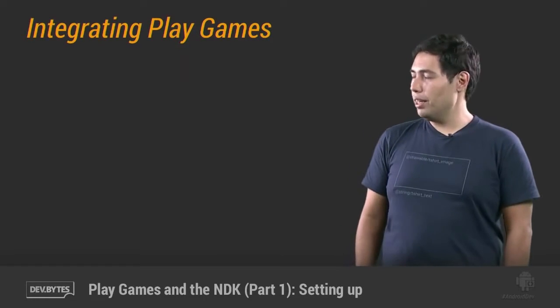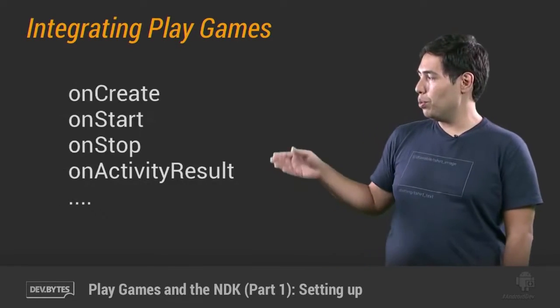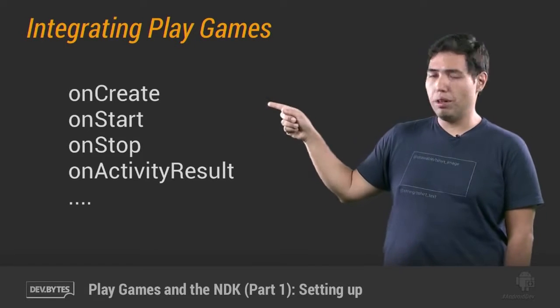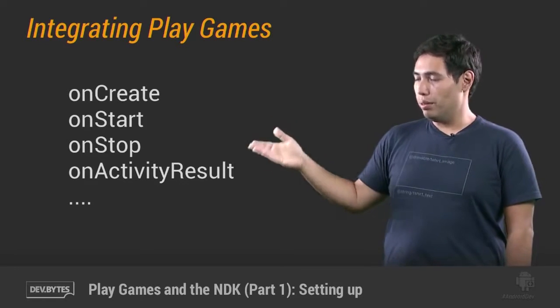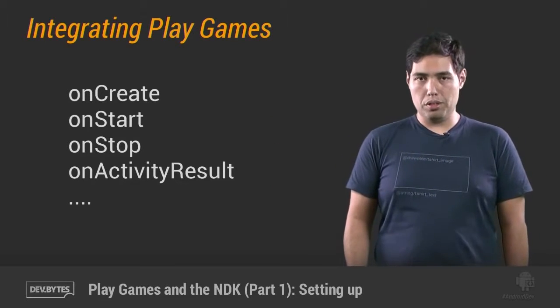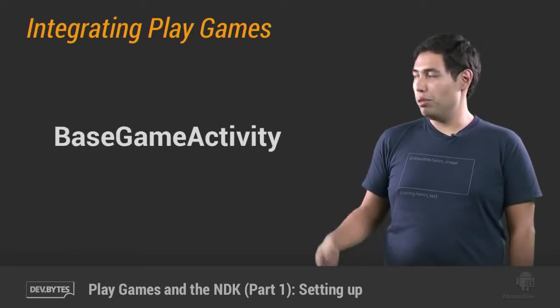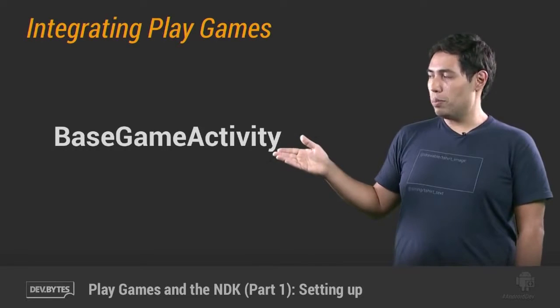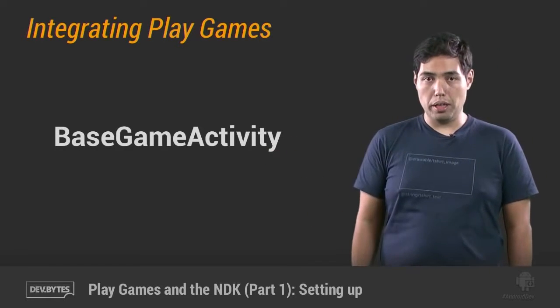So when you're writing a game using the Play Games API, you normally have to worry about connecting all these callbacks that the Android lifecycle gives you. So you have onCreate, you have onStart, you have onStop, onActivityResult, and several other callbacks. Normally, if you're writing a game that's not native, you can usually get away with just subclassing base game activity, which is a class that we have in the samples. When you subclass base game activity, all that lifecycle is connected for you.